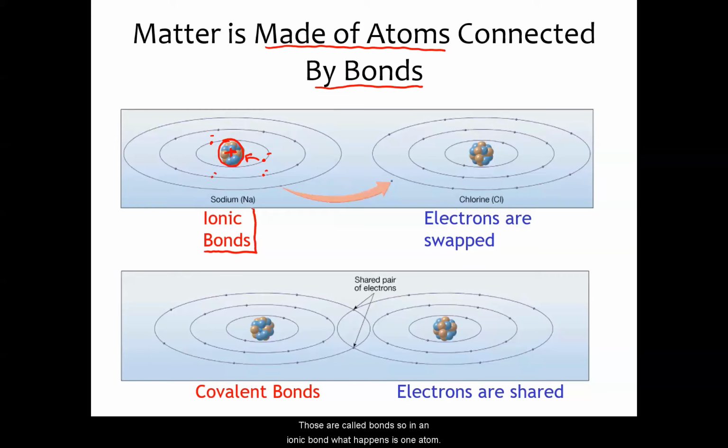So in an ionic bond, what happens is one atom, in this case chlorine, steals an electron all the way away from sodium. Because it steals that negatively charged electron, this atom, which used to be neutral, has an overall negative charge. And this atom, which used to be neutral, has an overall positive charge. We call these ions now. And that's why we're going to call it an ionic bond, because they're missing some of their original electrons. They have a net charge to them.